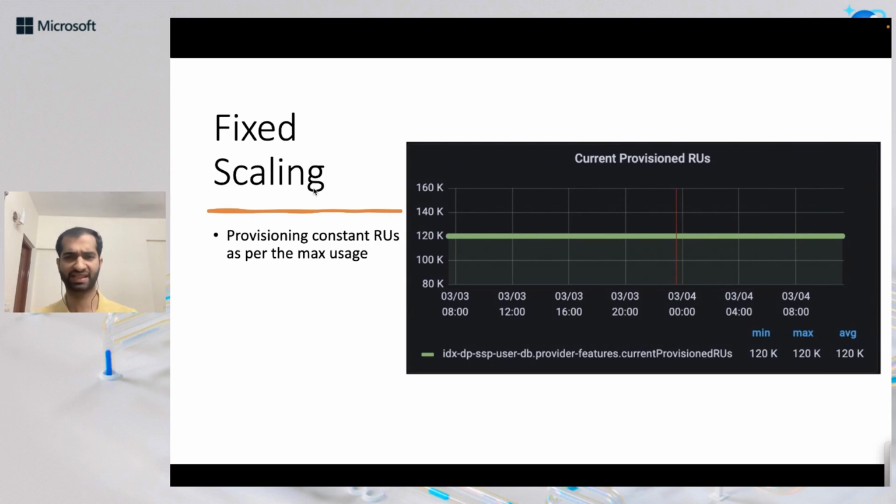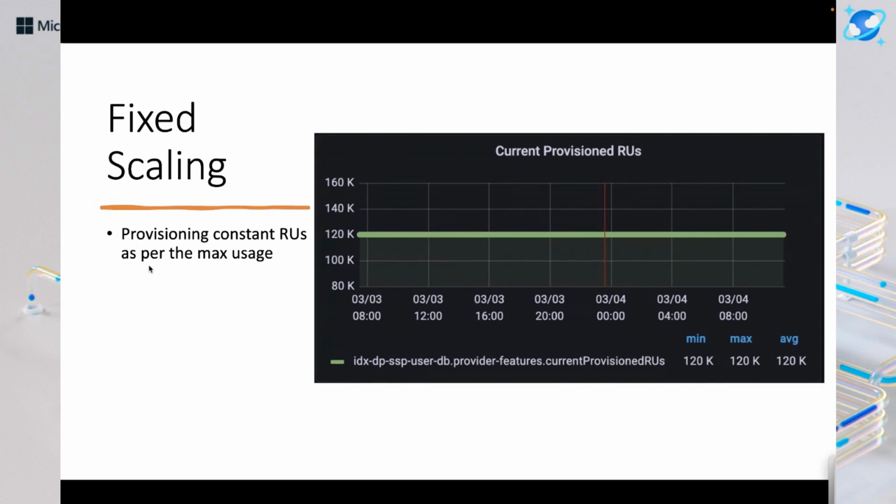So let's talk about fixed scaling first. Fixed scaling is very simple. Just provision a constant amount of RUs based on the usage that you have and forget about it. The good thing about it is that there's no maintenance required. Just one time you have to think, okay, how many RUs do I want? And then based on that, you can just move ahead with it.